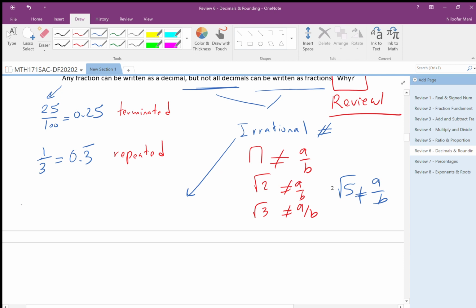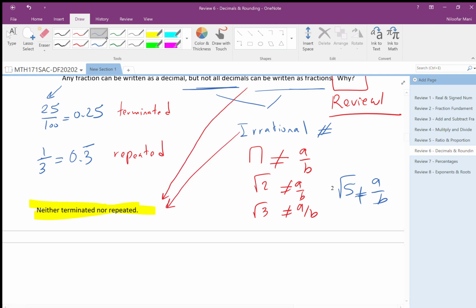So, okay, I can maybe type it. That's easier. Okay? Neither terminated nor repeated. Okay. So I can do that, and I can just do this one, and I can do this one. Also I can do this one. Okay.